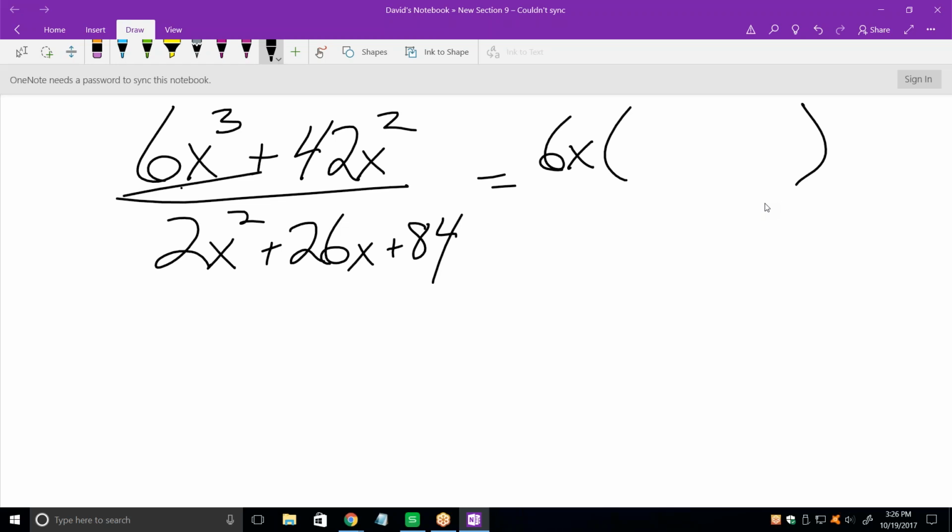X cubed. Divide that by 6x. That's what you're doing. It's x squared. Notice that 6x times x squared is 6x cubed. What's the rest of it? 42x squared. Remember that it's got to multiply by 6x to give you 42x squared. So 7x.